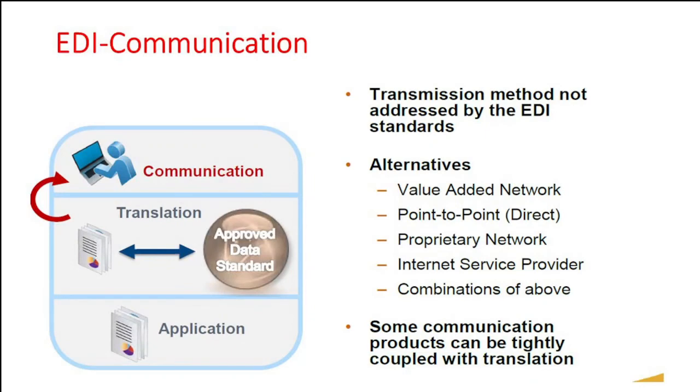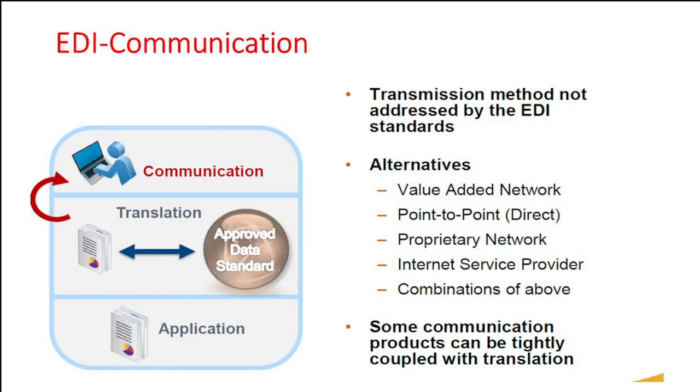EDI communication. How will the EDI communication take place? Communication is the exchange of documents between two computers in one organization. Transmission is not addressed by the standards. Communication will take place by separate software. There are separate networks. There is the point-to-point network, and the proprietary network, in the sense they have their own network, so no other will enter into their network. They have their own communication.